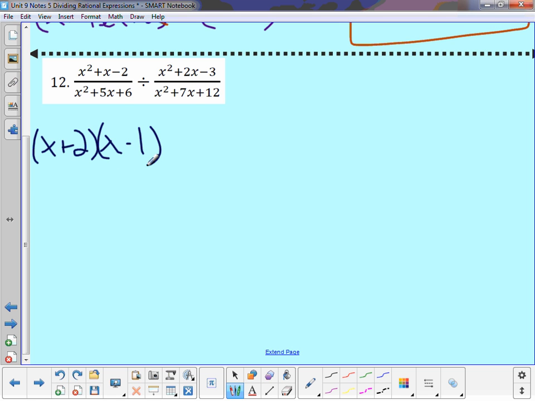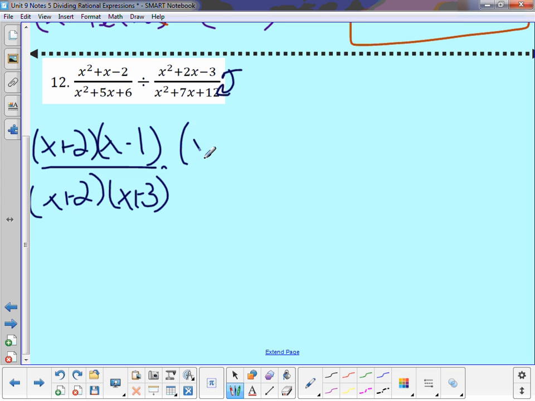X minus 1, there we go. And on the bottom, multiplying to 6 and adding to 5, x plus 3, x plus 2. Now, I'm going to change this to multiplying, and I'm going to flip those two over. So I'm going to factor the bottom and put that on top. So multiplying to 12 and adding to 7 is x plus 3 times x plus 4.